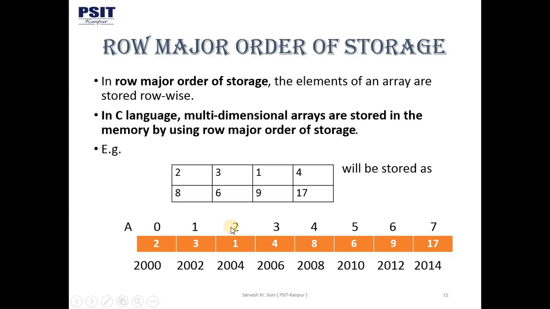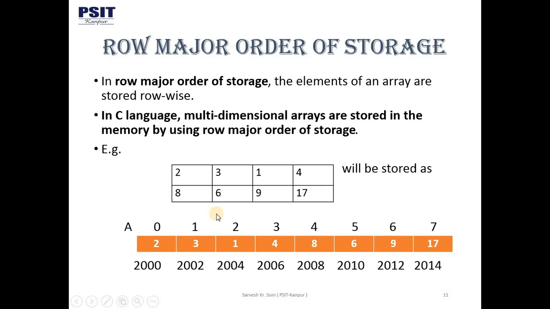So 0, 1, 2, 3, 4, 5, 6, 7. Okay, so first of all the first row values will be filled. So 2, 3, 1, 4 will be stored in contiguous locations. These are the values of the first row, and after filling the first row, then the second row will come into the picture: 8, 6, 9 and 17.